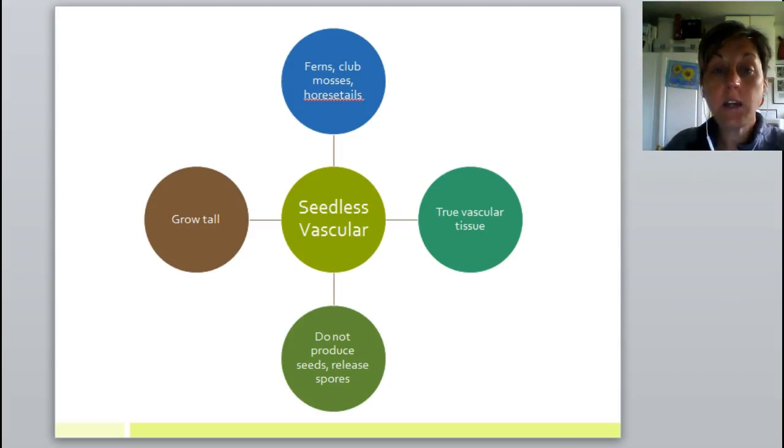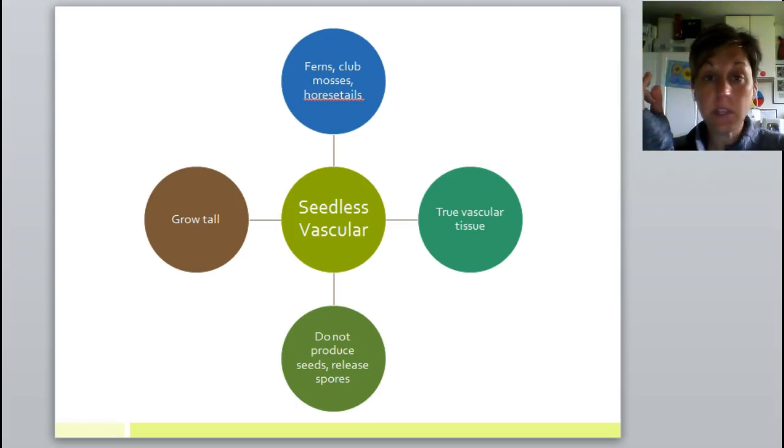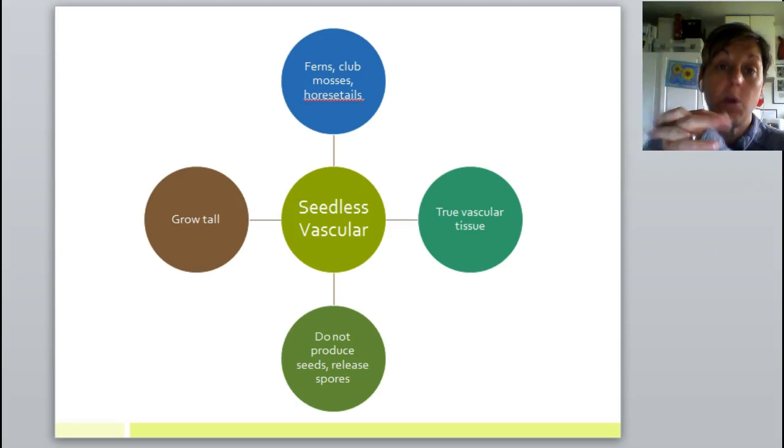When we talk about vascular plants, there are two types: seedless and seeded, which we've talked a little bit about as well. Seedless vascular plants, as we know, are ferns, club mosses, which are not the same as regular mosses, and horsetails. These seedless vascular plants have true vascular tissue. And remember, they do not reproduce using seeds. They have spores, and these plants will grow pretty tall.